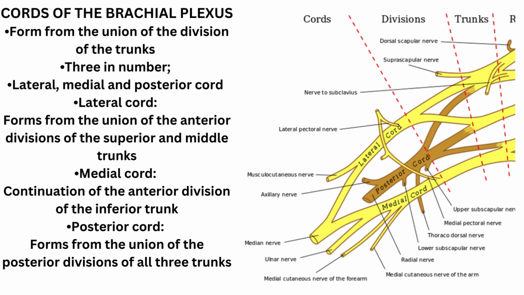Cords of the plexus are formed from the union of the divisions of these trunks. They are 3 in number, including lateral, medial, and posterior cord. Lateral cord is formed from the union of the anterior divisions of the superior and middle trunks. Medial cord is the continuation of the anterior division of the inferior trunk, while posterior cord is formed from the union of the posterior divisions of all 3 trunks.